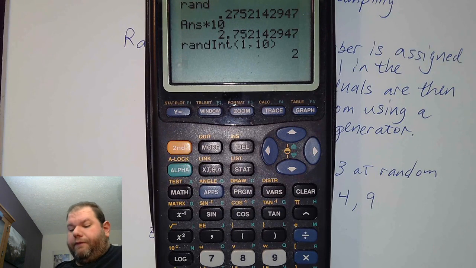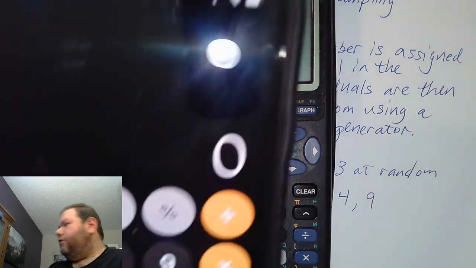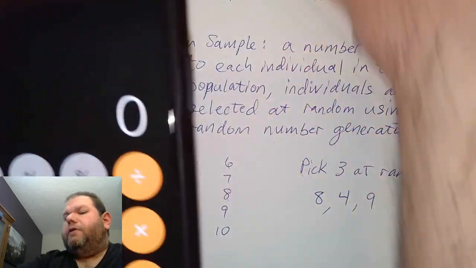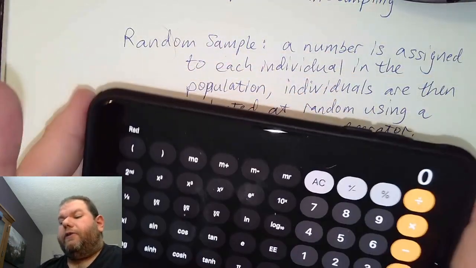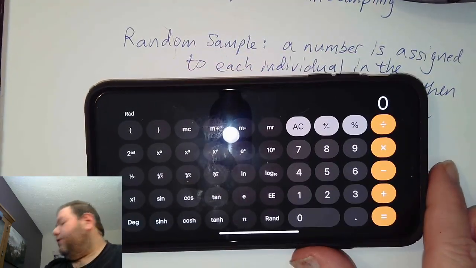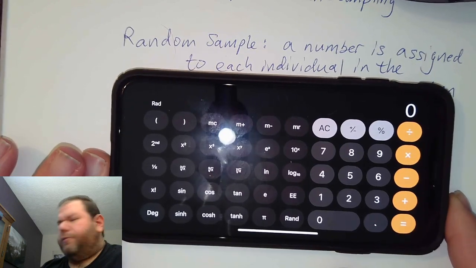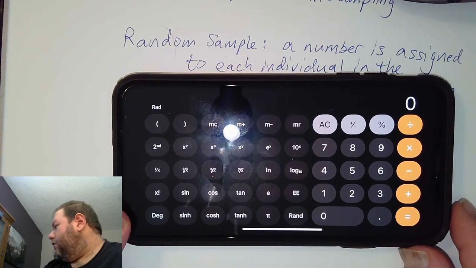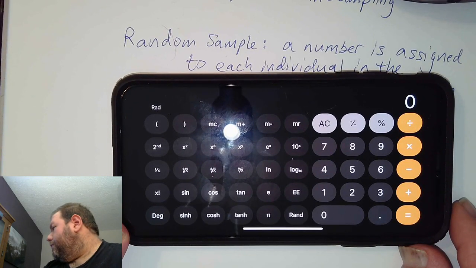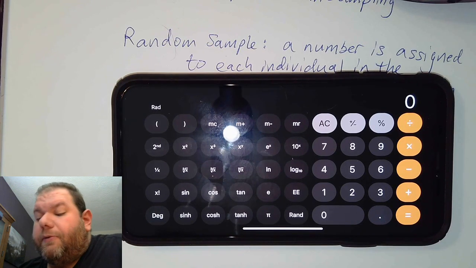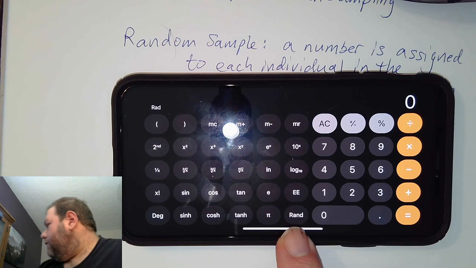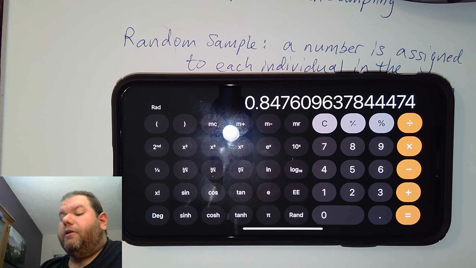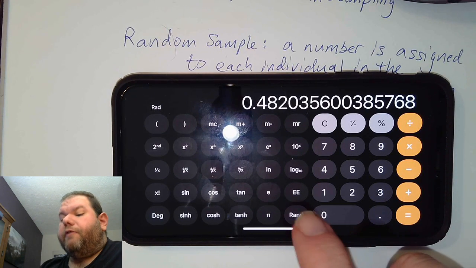Even if you just have your phone, we get on our phone and again turn it sideways to get the scientific calculator, at least on the iPhone. I'm not sure about Android. There should be a random function here somewhere, because I know I've demonstrated this before. Oh, right here, yeah. So you just press random, and it keeps giving you random numbers that way.